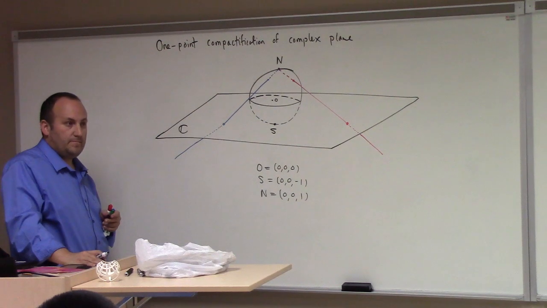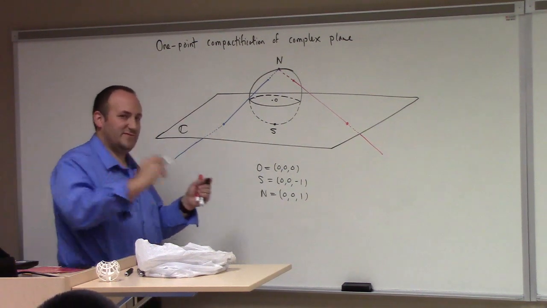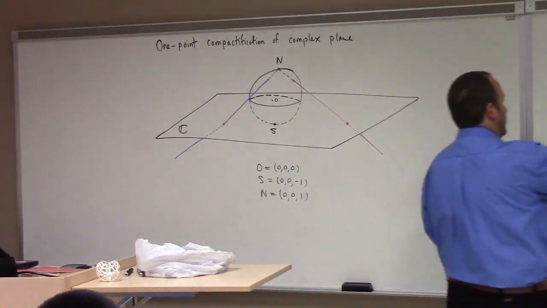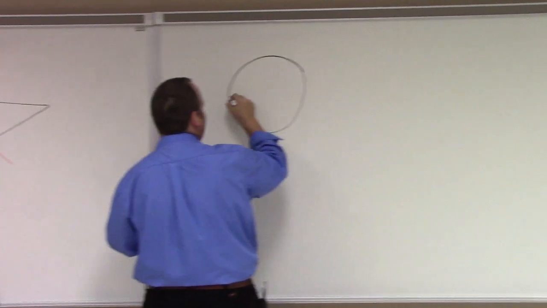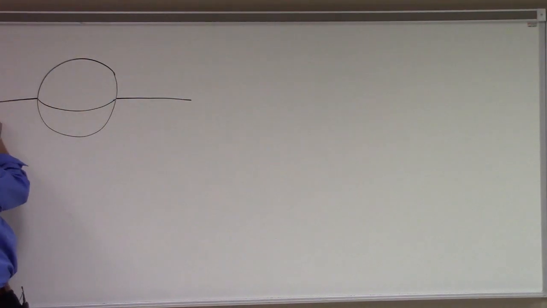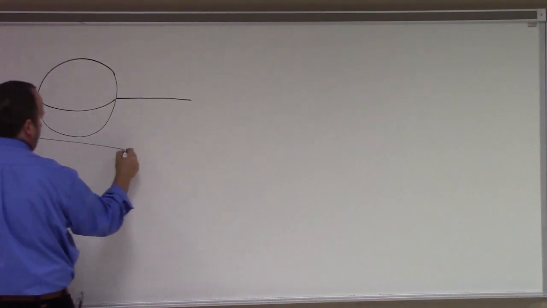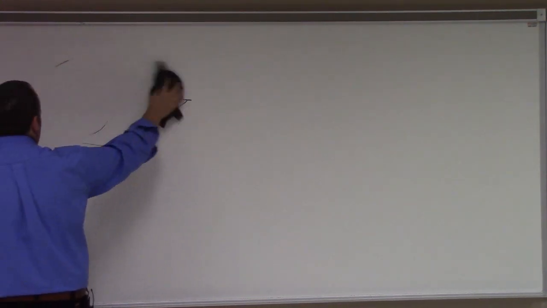So let me just try this picture one more time. So I'll start with the sphere, and then you've got the complex plane. You know what? I give up. I can't draw this thing worth anything. I give up. You got to know when to fold.